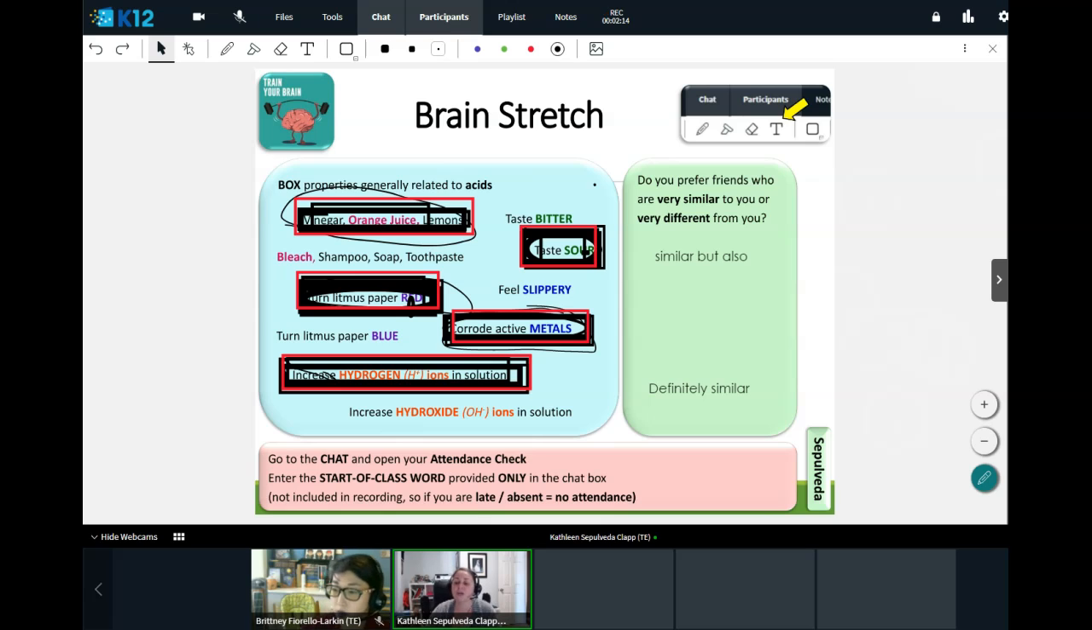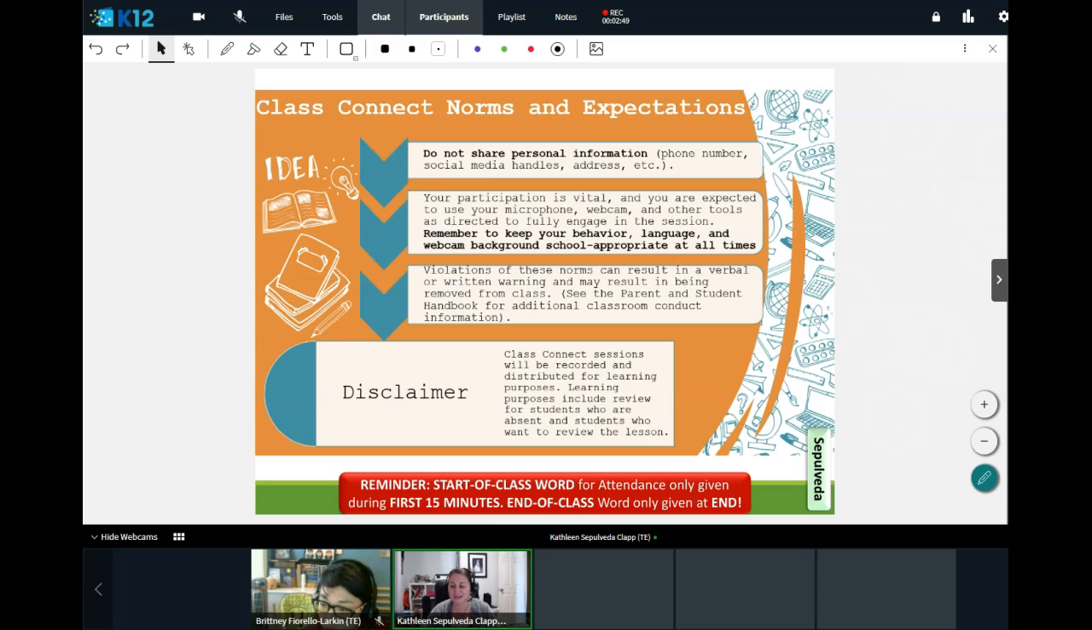So jumping over here, do you prefer friends who are very similar to you or very different from you? I like the answers: similar, but also kind of a little different. Definitely similar. We kind of gravitate towards people who are like us, but we also like people that are kind of different, right? That whole idea, and what we're talking about in physics right now, the saying of opposites attract, we do have that kind of saying. So we like people that are similar, but we also like people that are different. I like Amaze up there, different. Yes, awesome. So let's go ahead and move on.